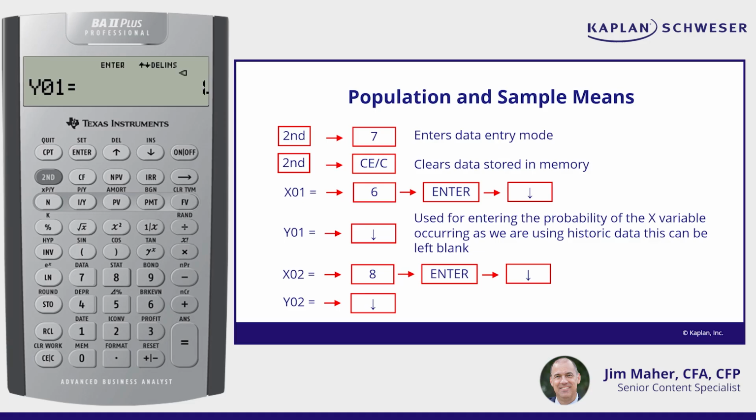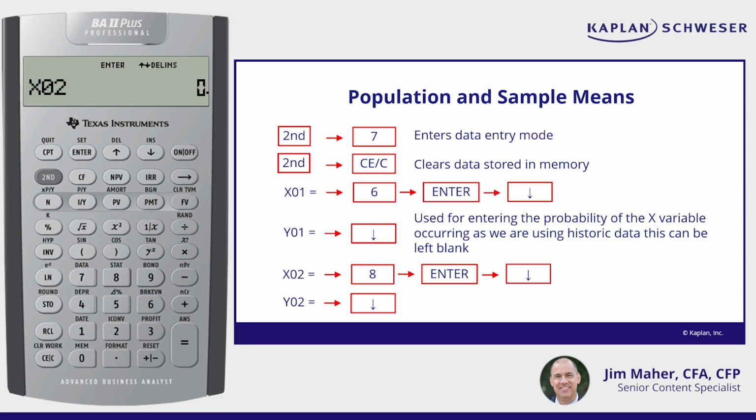And then we're going to go down and we see, oh, another number. Now, we see a Y01 here. Now, this is used for entering the probability of the X variable occurring. As we're using historic data, this can be left blank. Okay, now that's a strong way of saying you really don't need to be concerned with this value. You can use it if you were looking at the returns of 2 stocks over a period of time, where the second stock, you'd be inputting that information in the Y registers, if you will. But for here, we're only working with one series, our X series, so we can just simply skip that for right now, okay?